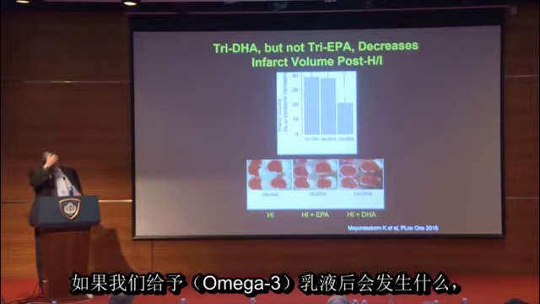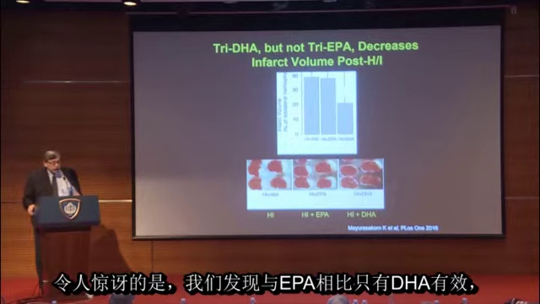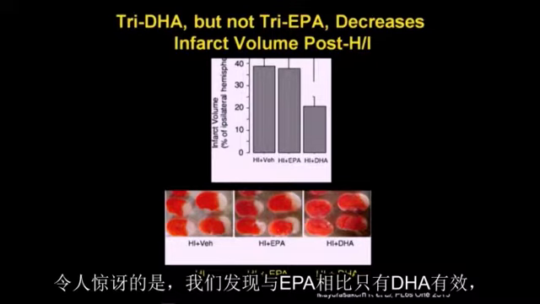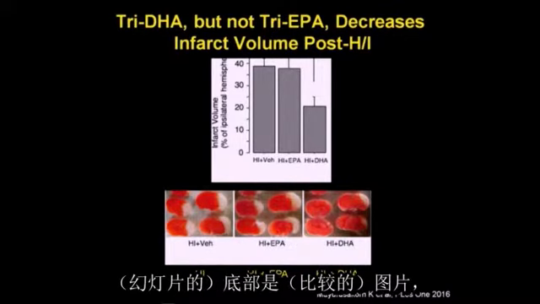Now what happens if we make emulsions which contain only DHA in the triglycerides or only EPA? Surprisingly, we found that only DHA is effective as compared to EPA, and that's shown here with, again, saline, EPA triglyceride, DHA triglyceride, and the bottom is the pictures.